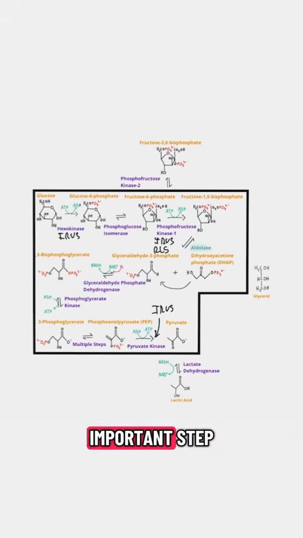Aldolase is another important step because it splits that molecule into two molecules, so every step after that is happening to two of those molecules. Glyceraldehyde phosphate dehydrogenase is one you really want to know because it produces NADH. And lastly, make sure you're really good on every step that involves the production or the consumption of ATP.